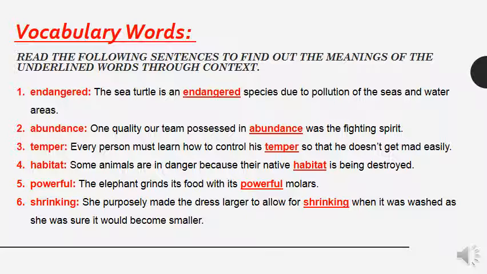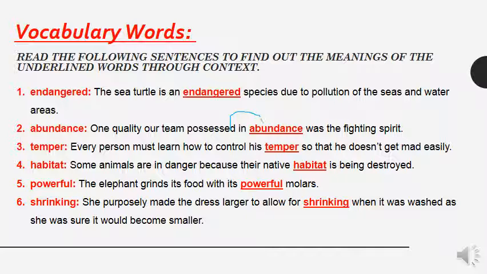Abundance. One quality our team possessed in abundance was the fighting spirit. Possessed in abundance, it means they had. When I say possessed, it means I had. I possess a red car, it means I have a red car. One quality our team possessed in abundance was this fighting spirit. So they had it in abundance.